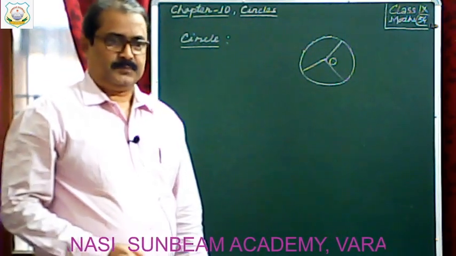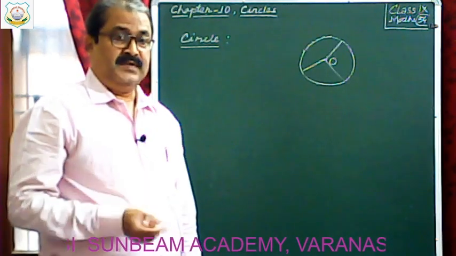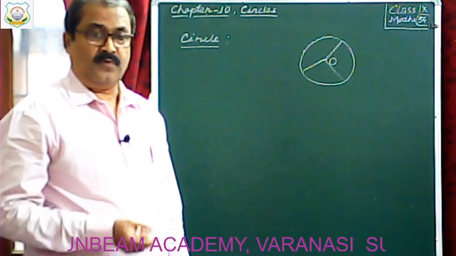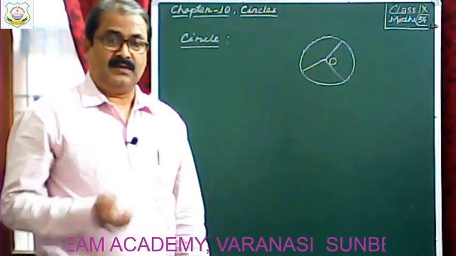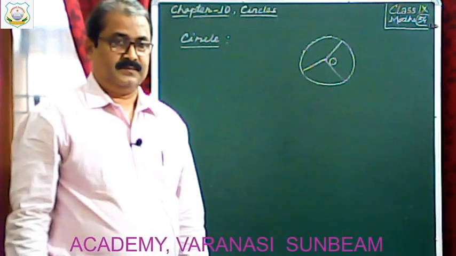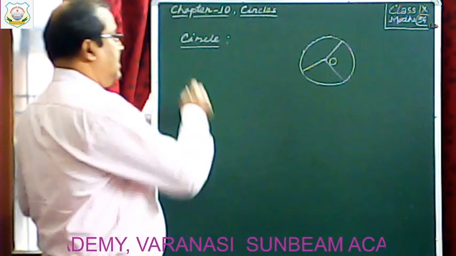Listen again. A point moves in such a way that the distance of that moving point from a fixed point remains the same, then the path traced out by the moving point is known as a circle. Okay, this is the definition of a circle. Now related terms.